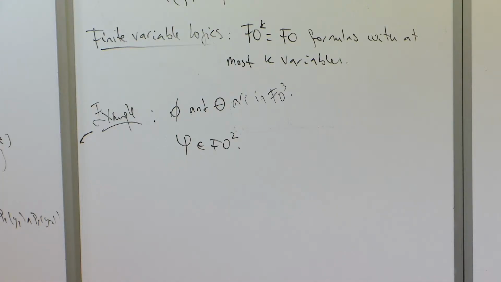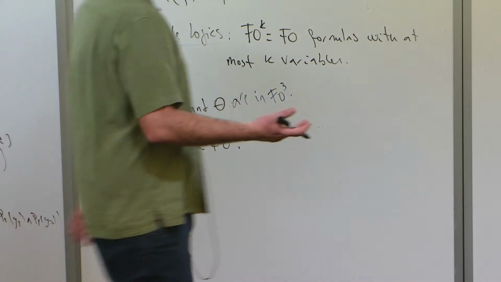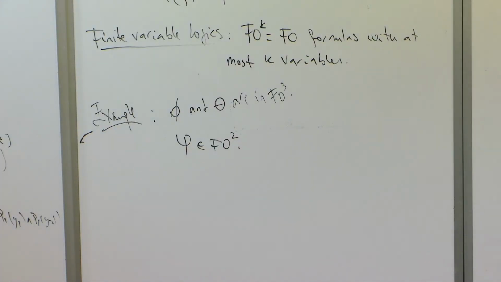But of course, we are not so much interested in how many variables syntactically I'm using to express this property, but whether I can express some properties using fewer variables, right? If there exists an equivalent formula that uses fewer variables that can express the same property.